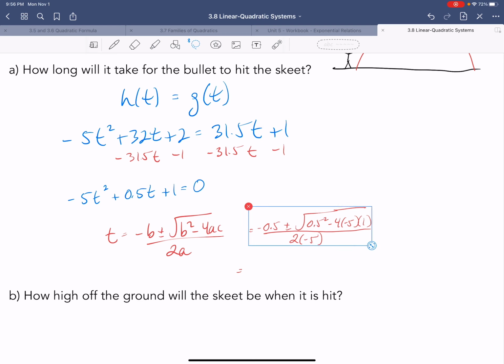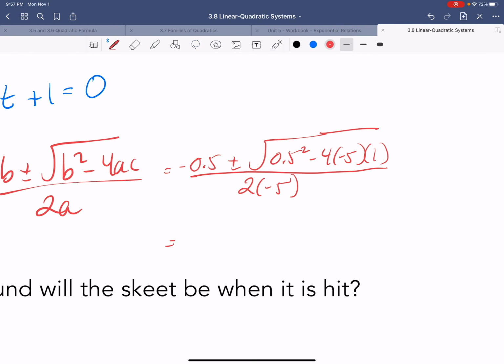Make a little more space. It'd help if I had a calculator. Let's see. This is why I always ask you guys to do things, because I don't have a calculator. So 20.25.